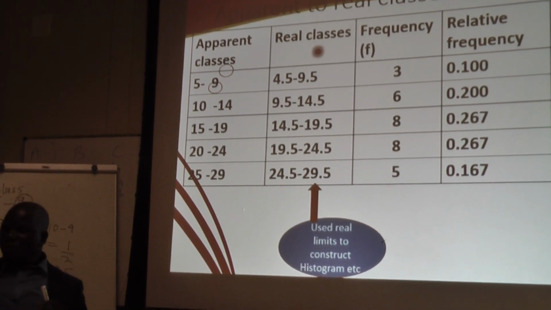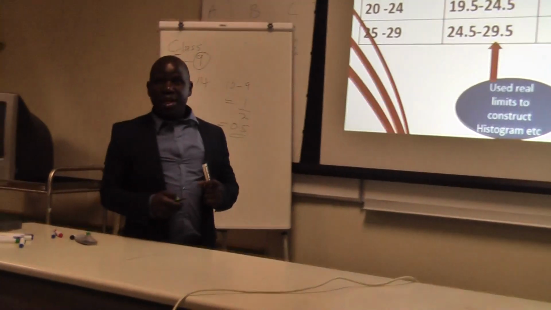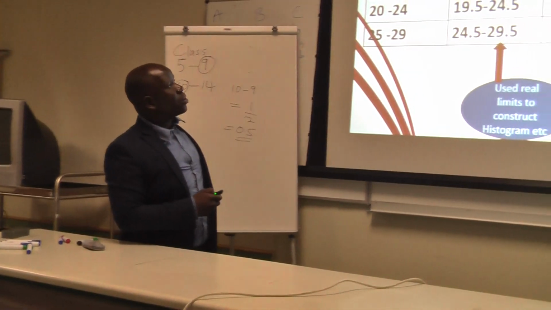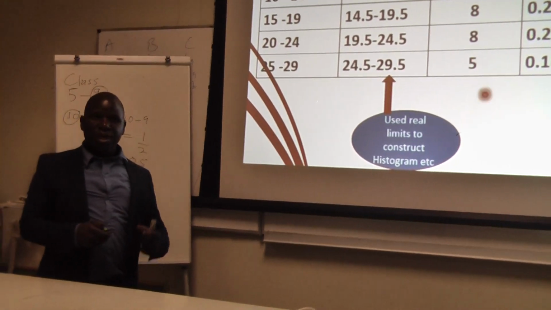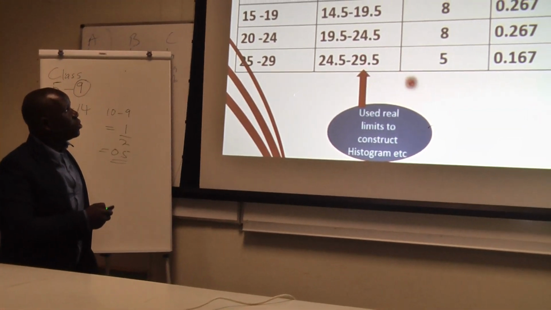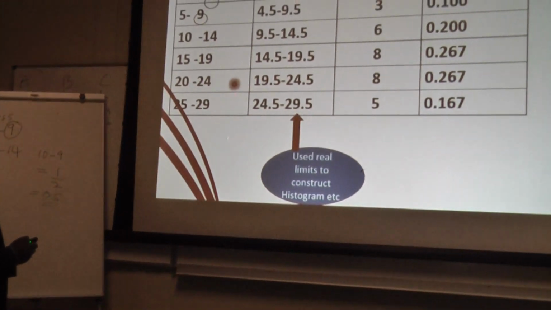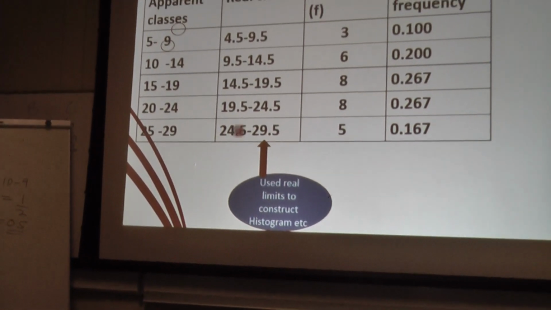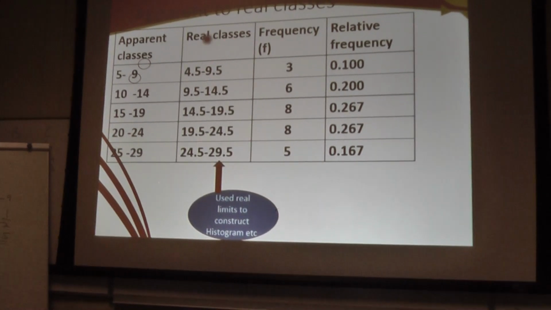The idea of converting apparent class limits to real class limits is to enable us to produce a histogram, to enable us to produce a cumulative frequency curve, and so forth. We don't use the apparent classes to produce any of these graphs. We need to use the real class limits.